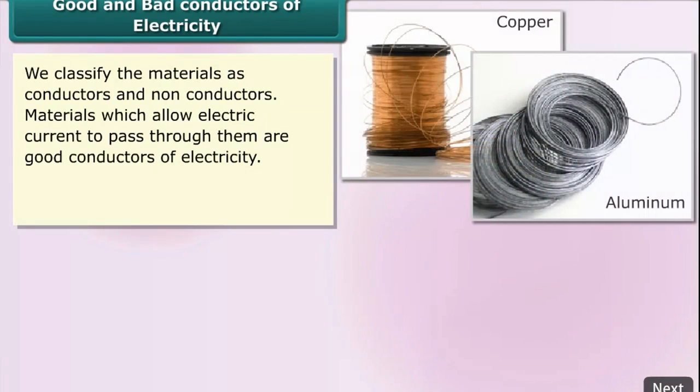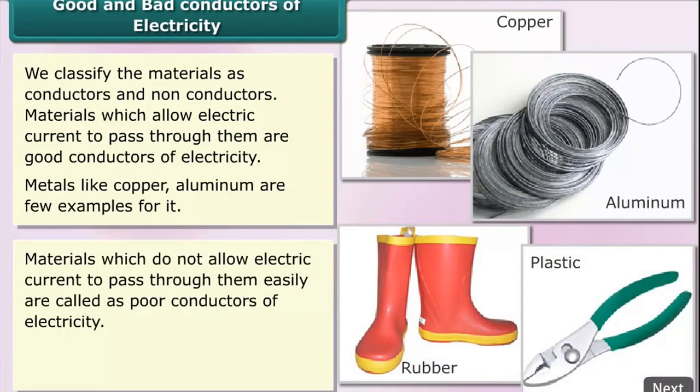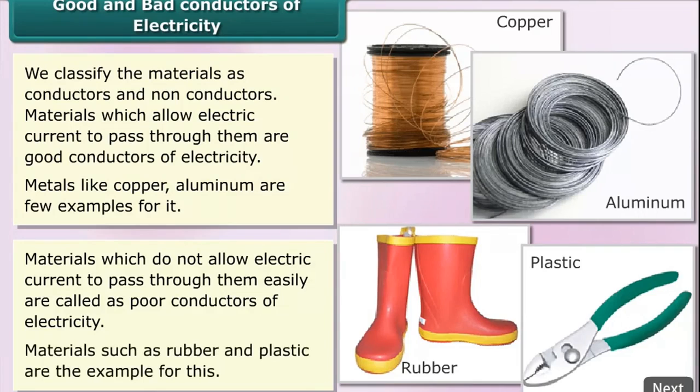We classify the materials as conductors and non-conductors. Materials which allow electric current to pass through them are good conductors of electricity. Metals like copper, aluminium are few examples of it. Materials which do not allow electric current to pass through them easily are called poor conductors of electricity. Materials such as rubber and plastic are the example of this. We use a tester to test the conductivity of materials which are in solid state.